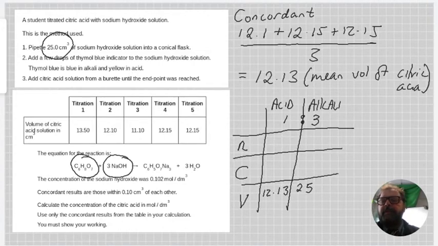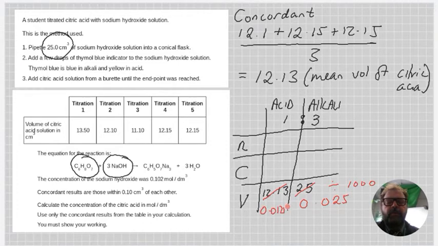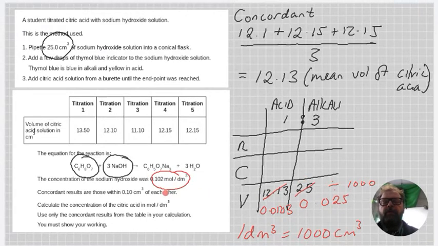Both of these numbers now need to be changed into decimetres cubed by dividing by 1,000, which will give me 0.025 and 0.01213. So I've got my volumes in decimetres cubed. Remember that 1 decimetre cubed is 1,000 cubic centimetres, which is the same as a litre. Now in the question, it gives me the concentration of the sodium hydroxide. So that's going in my alkali section. And now I've got enough information to do some calculations.